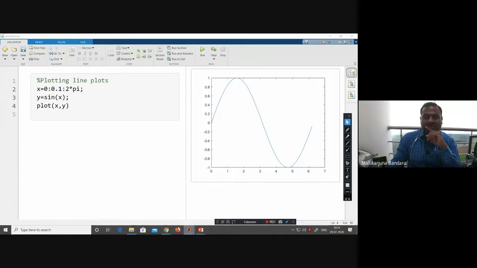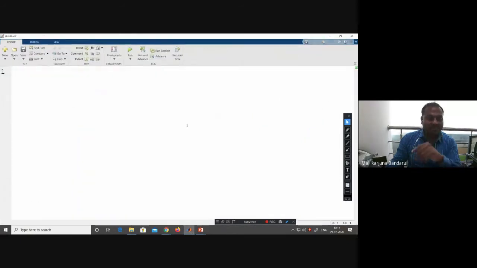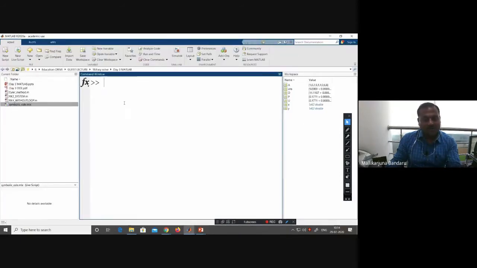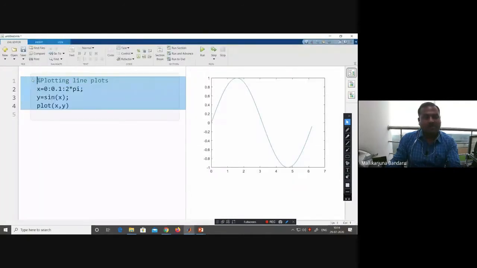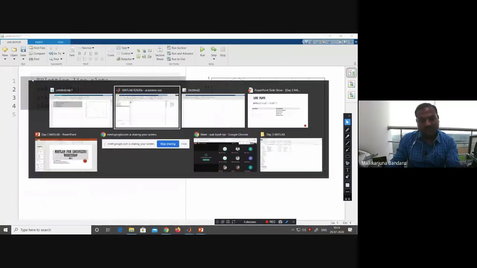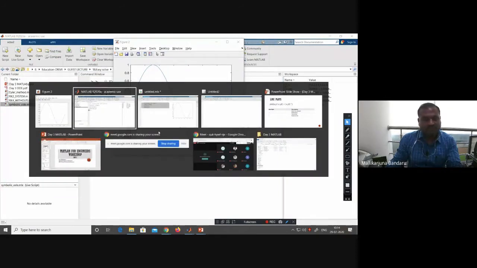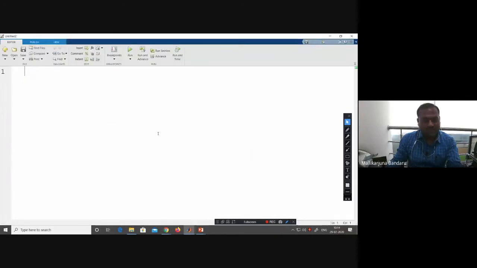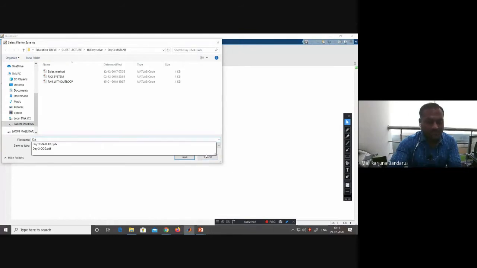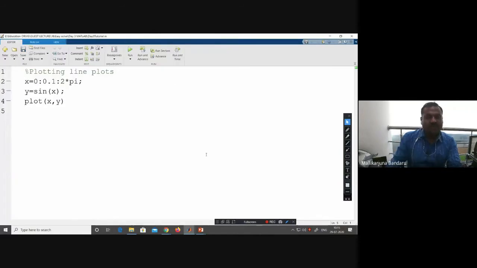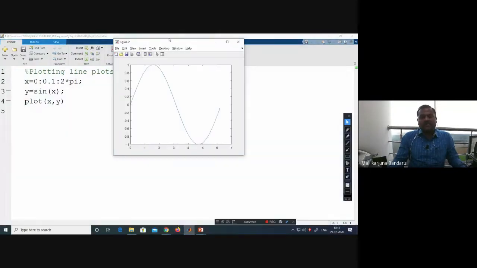But if you would like to execute the same thing in a script file, you copy the same thing. Let me run the day 3 tutorial, suppose. Once you run this, it will show another window. See, this is the figure you are getting like this.